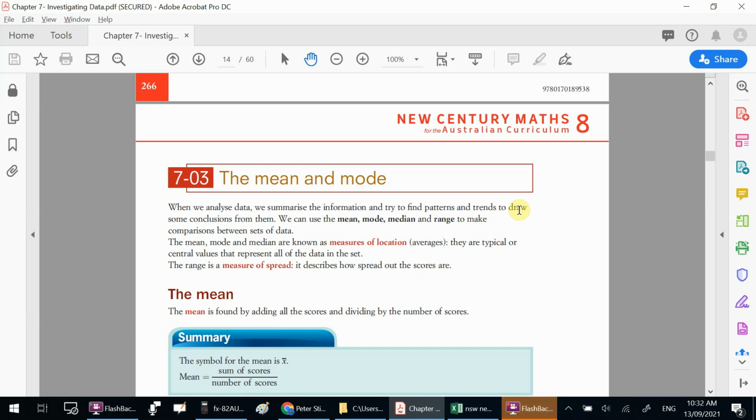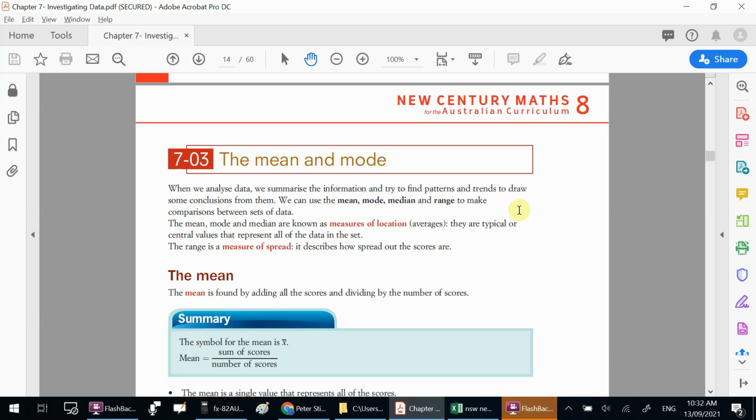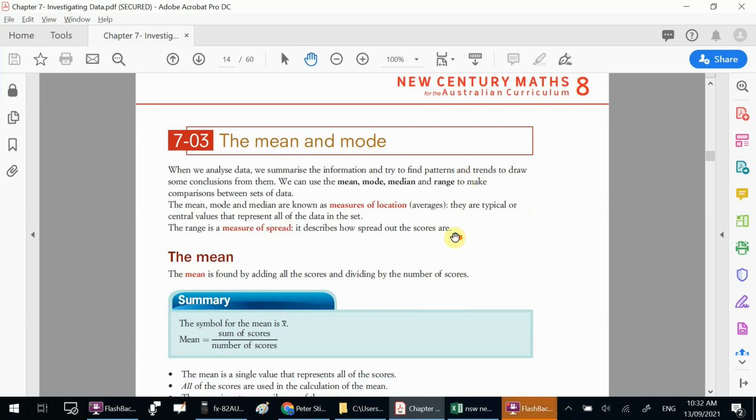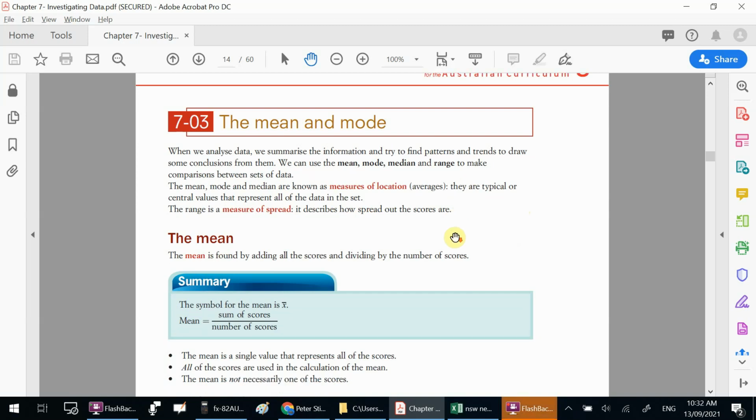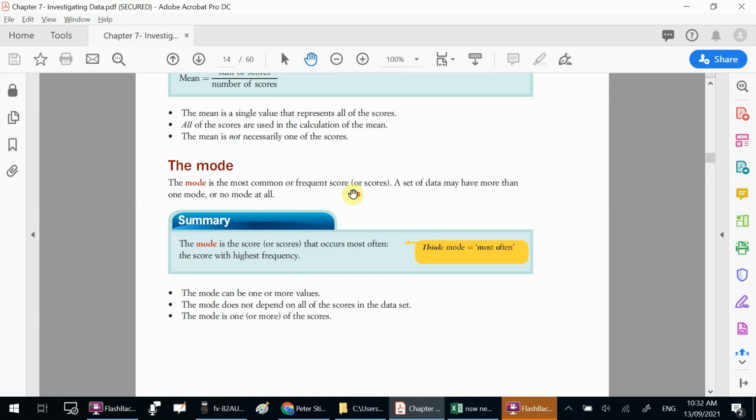Hello, Year 8. Let's have a little look at exercise 703, dealing with the mean and the mode, both of which are statistical measures to help us understand sets of data. Now with the mode, I'm going to deal with that one first, so I'll skip down here. The mode is the most common or frequent score, most common one.